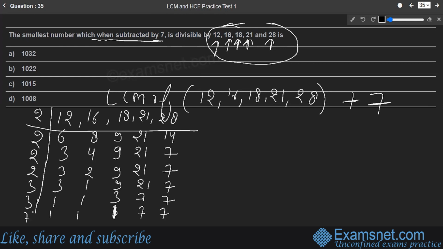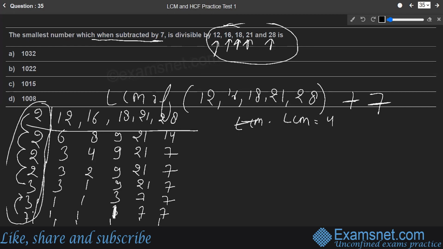So then you go for 7, then all these will become just 1. So the product of this series is nothing but the LCM. And this is going to be 2, 2 2 is 4, 2 is 8, 2 is 16, 3 is 48, 48 into 3, 7, 21. So LCM is clearly 48 into 21, which is nothing but 1008.